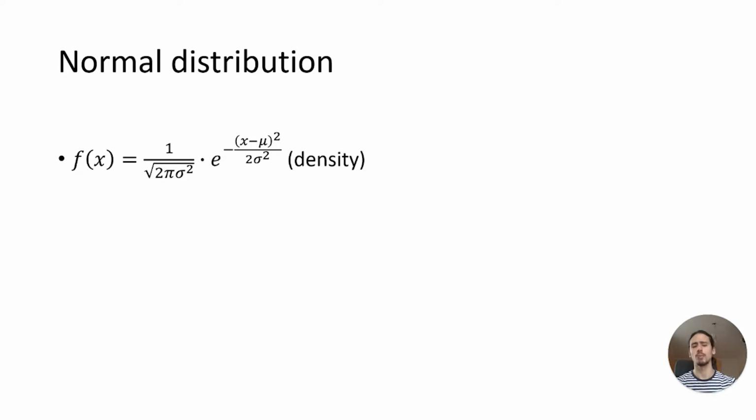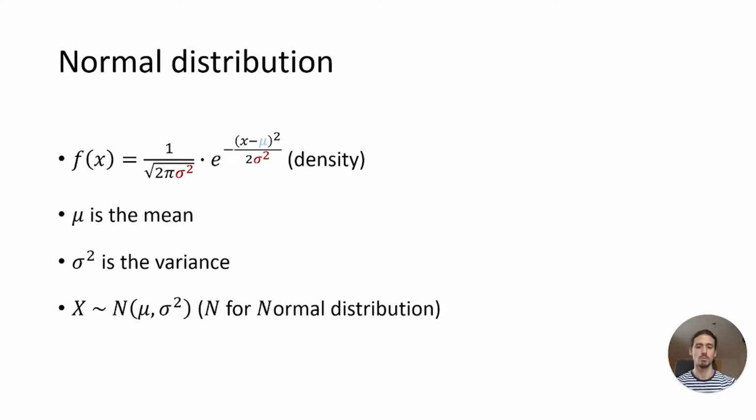Admittedly, it looks a little complicated, so let's only focus on the important parts, mu and sigma squared. Mu is the mean of the distribution, and sigma squared is the so-called variance, which defines how much variation there is around the mean. When a random variable x follows a normal distribution with mean mu and variance sigma squared, we express this by writing x ~ N(mu, sigma squared).